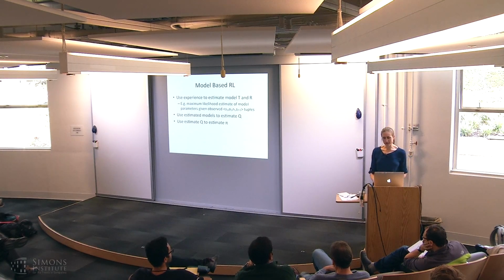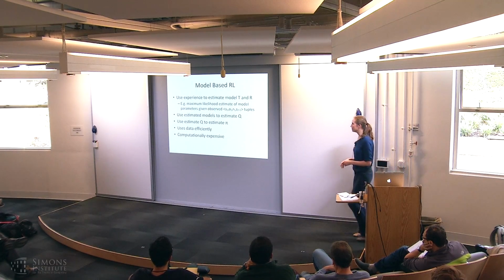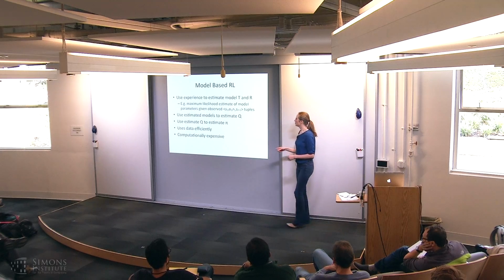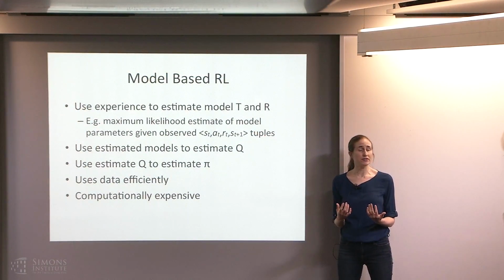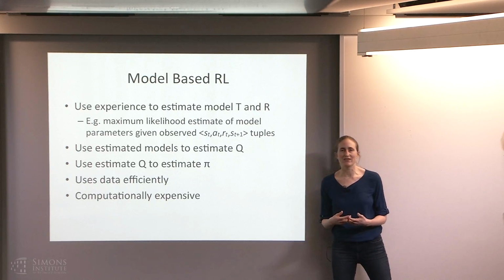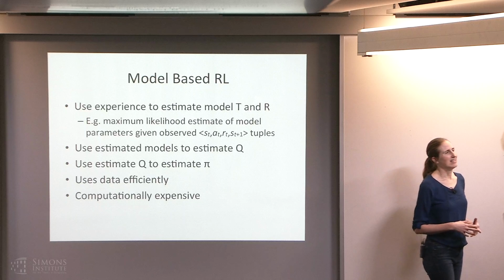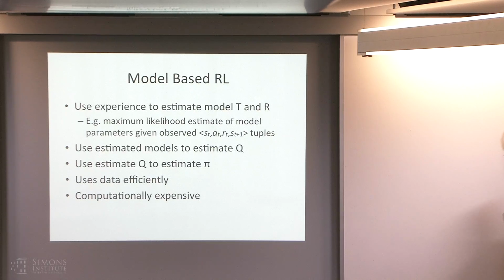So why would we want to do this? Well, the nice thing about this is that it uses data pretty efficiently. So we're going to take our data, and then we're going to estimate our models from it. But once we have those models, you can think of them as a simulator. So once you have these simulators, you can estimate the value of any policy. That's not totally true. It depends a little bit on your data. But essentially, you can think of it as you get a simulator, and now you can estimate the value of any policy. The problem is it can be pretty computationally expensive.